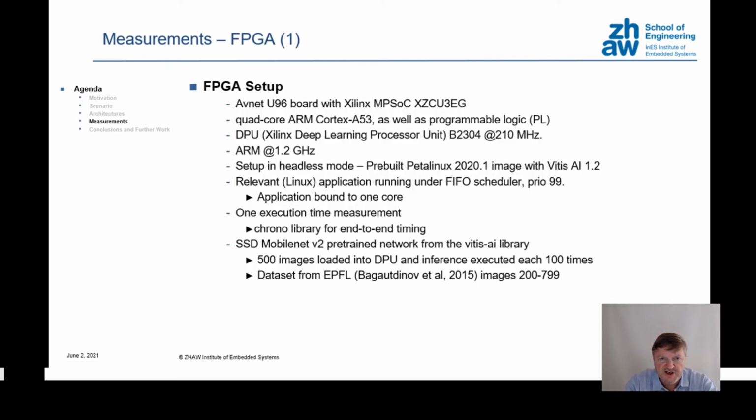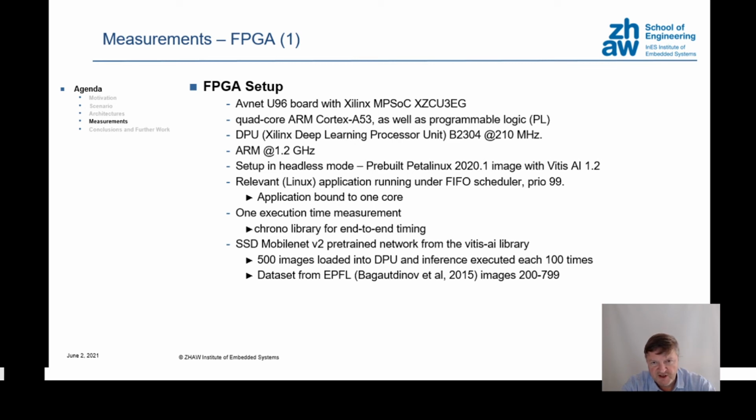If we look at the FPGA setup, we use an AVNet U96 board that has an MP-SoC from Xilinx with a quad-core ARM Cortex-A53 and a programmable logic fabric. We use the DPU, that is the deep learning processor unit from Xilinx. This runs at 210 megahertz. On the AVNet U96 board, we can't increase that clock rate because the power supply of the U96 board will not sustain a higher clock of the deep learning processor. We have clocked the ARM at 1.2 gigahertz.